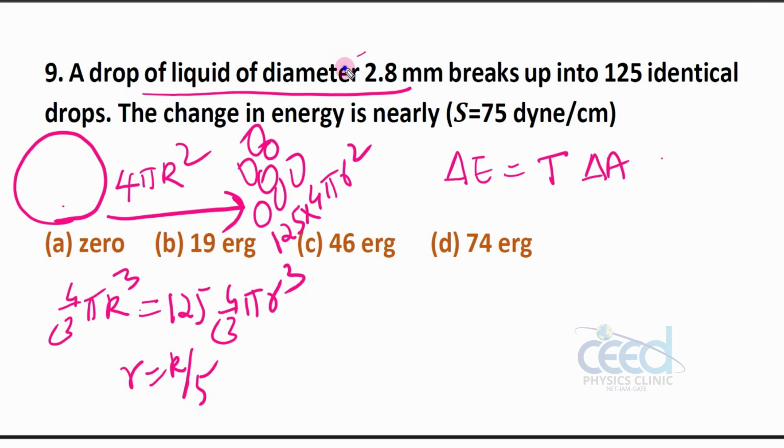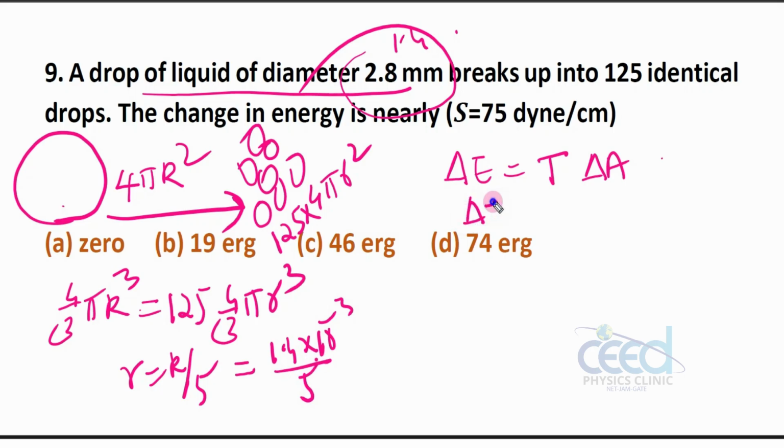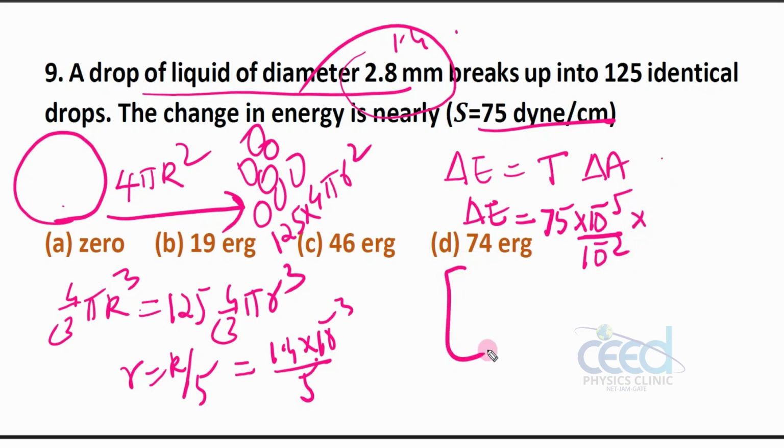Here they have given the diameter, so the radius is 1.4 only. Then 1.4 divided by 5 is the small radius. So small r is equal to 1.4 into 10 raised to minus 3 divided by 5. Now what is the change in area? Delta E is equal to the surface tension they gave, 75 into 10 raised to minus 3, into the change in area. What is the change in area? Final area minus initial area.